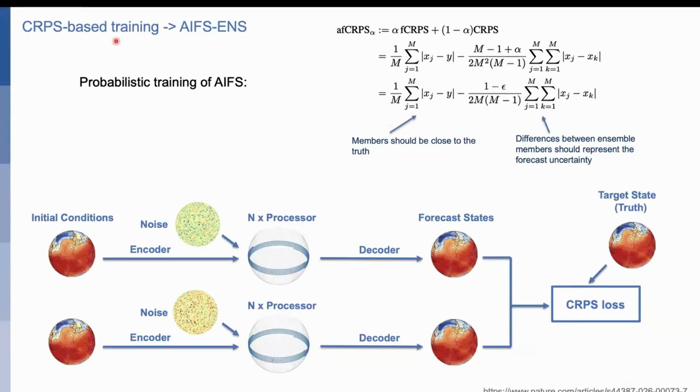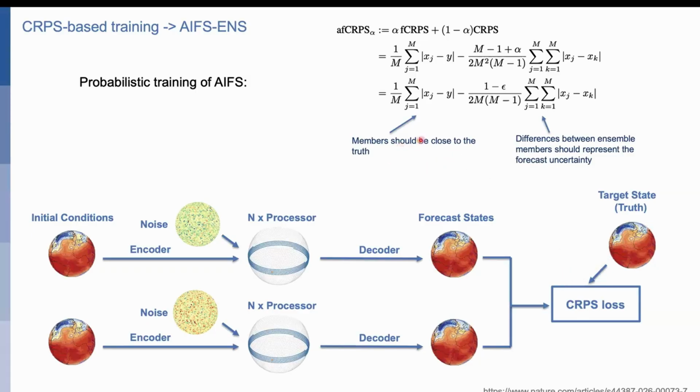So an alternative is to train a model probabilistically via a so-called proper score. And here we use the continuous rank probability score. And as I said, you don't train for each set of initial conditions. You don't run a single model, but a small ensemble, for example, 2 ensemble members. And then you compute this loss here. And you compare against the truth via this loss.